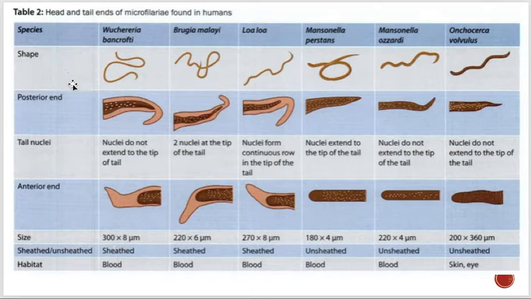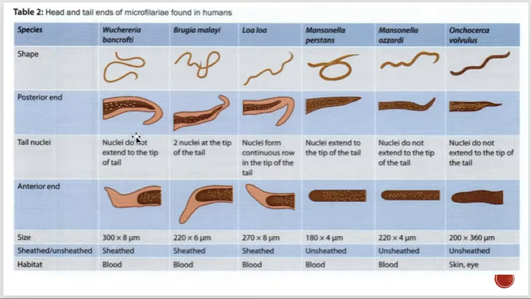Now see, they have shown the shapes, how the posterior end is, how the tail nuclei are, how the anterior end is, what the size is, whether they have a sheath or are without sheath, and where they live. Of course, it's very hard to remember all these things, not for you guys, but for anyone. But simply, you can say the adult worms, the males are longer than females, and the tail of the male worm mostly has perianal papillae.